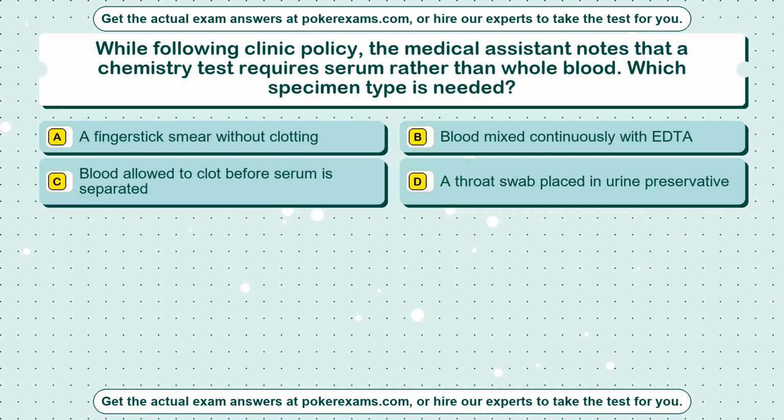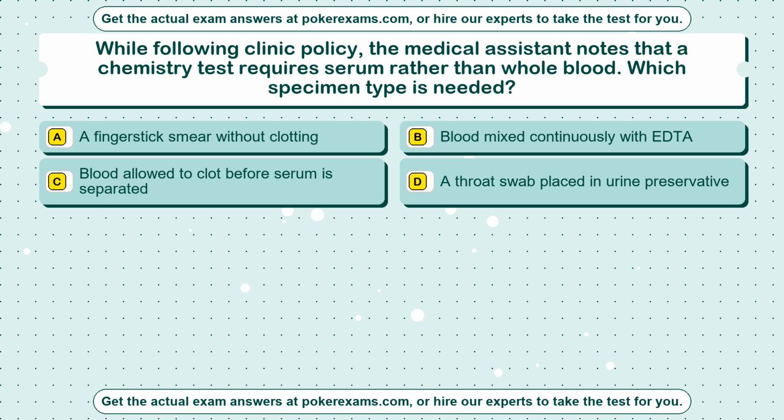Question 22. While following clinic policy, the medical assistant notes that a chemistry test requires serum rather than whole blood. Which specimen type is needed? Option A, a finger stick smear without clotting. Option B, blood mixed continuously with EDTA.